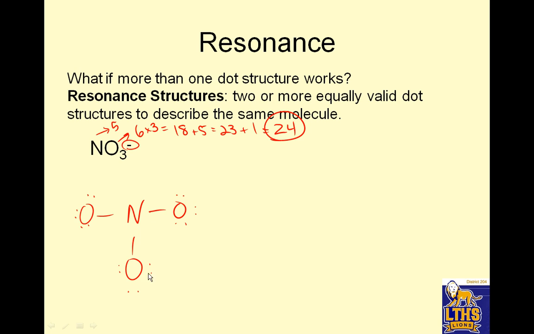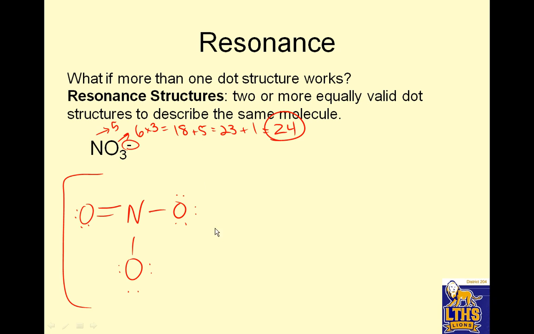All right, so 2, 4, 6, 8, 10, 12, 14, 16, 18, 20, 22, 24. 24 total electrons. So it looks like I'm done, right? I just need to put this on the outside because it's negative. But wait, nitrogen does not have an octet, and it always needs an octet. So then oxygen can go ahead and share that pair with nitrogen. And so now nitrogen has 2, 4, 6, 8. And this oxygen is 2, 4, 6, 8.